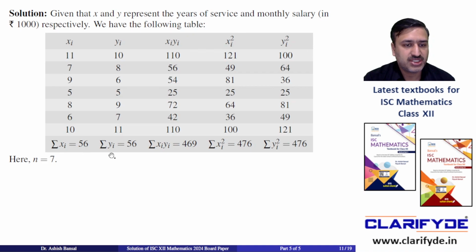We can compute summation xi, summation yi. We can also compute xi into yi, the products, the squares, xi square and yi square, and the corresponding sum and values. We can add these values to get this table. The number of values in this table are 7, so n equal to 7.